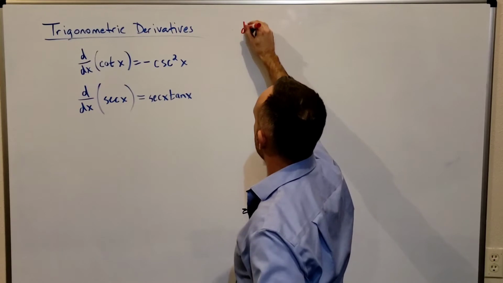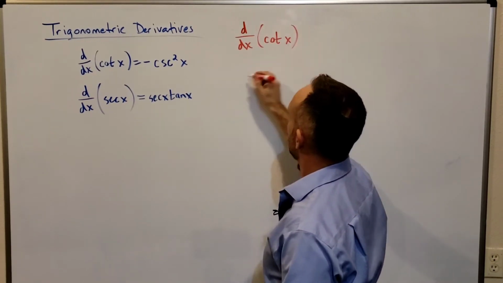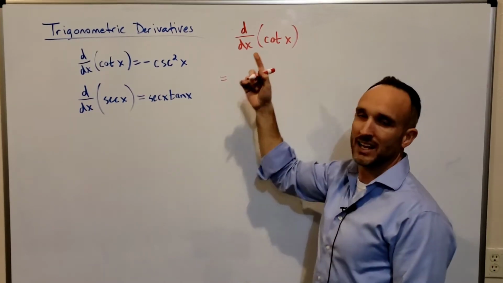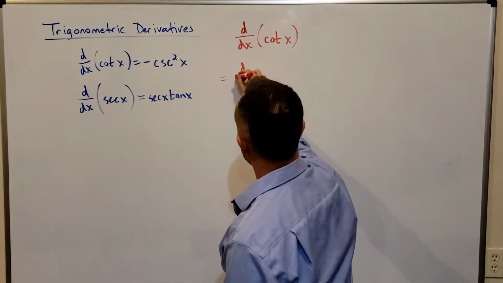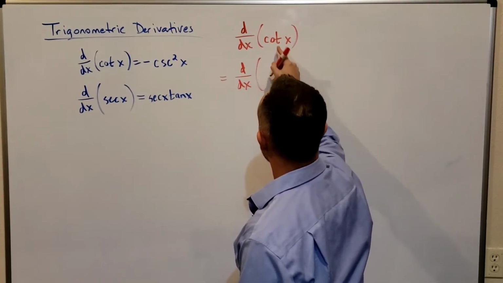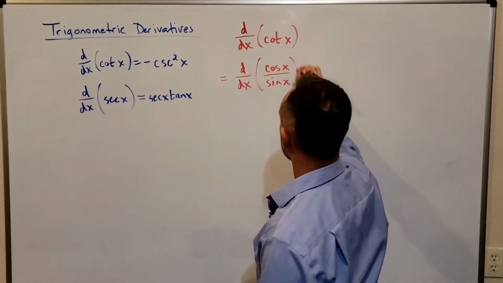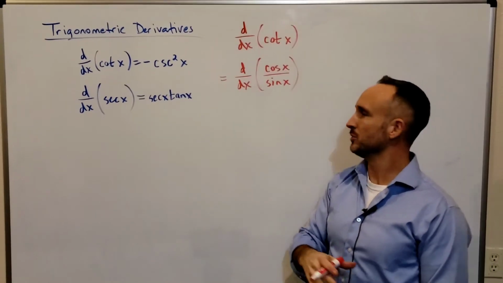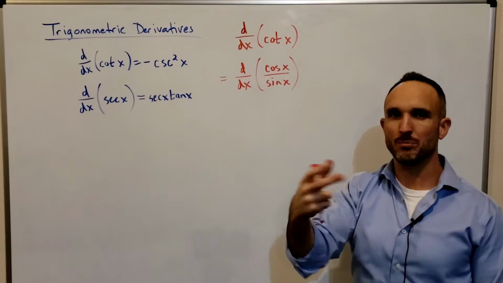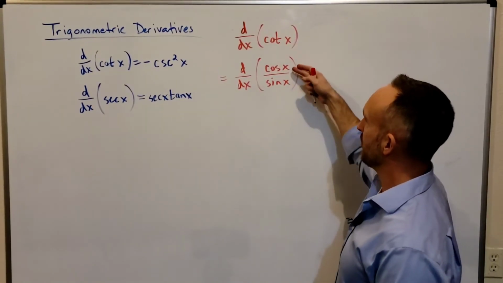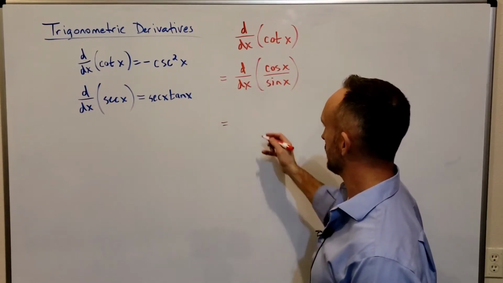So the derivative of cotangent of x, well, I can rewrite cotangent as cosine of x over sine of x. You should know that from trigonometry. So the derivative of cotangent is the same thing as the derivative of cosine over sine. And the reason that's useful to us is because we already know the sine and cosine derivatives. We're building on those. And the other thing we know is that this is a quotient. So we're going to use the quotient rule to get this derivative.